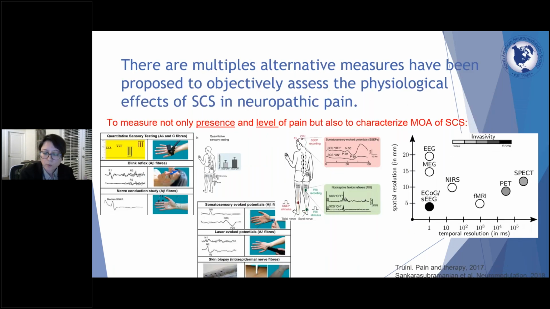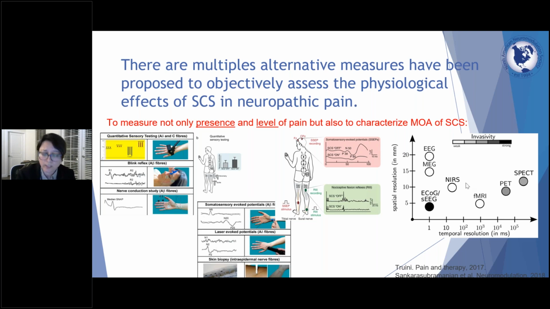Now we have an idea about the cortical and subcortical brain regions involved in pain perception, but how about measuring it, right? So as an alternative to patient-dependent subjective outcomes, multiple objective methods have been proposed, not only to measure the presence and level of pain, but also to characterize the mechanism of action of spinal cord stimulation. And these methods include quantitative sensory testing, blink reflex, nerve conduction studies, somatosensory evoked potentials or SSEPs, laser evoked potentials, skin biopsy, heart rate variability, pedometry and accelerometry, nociceptive flexion reflexes, and neuroimaging modalities.